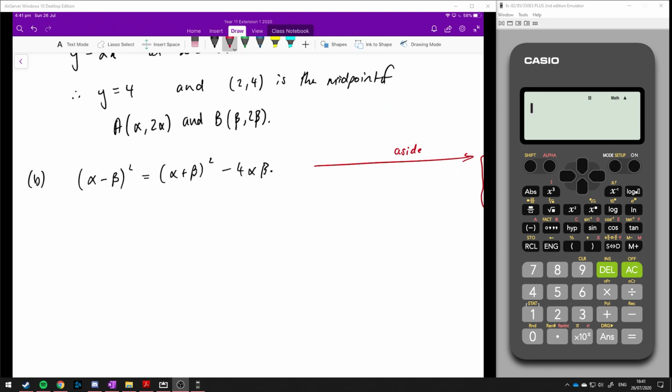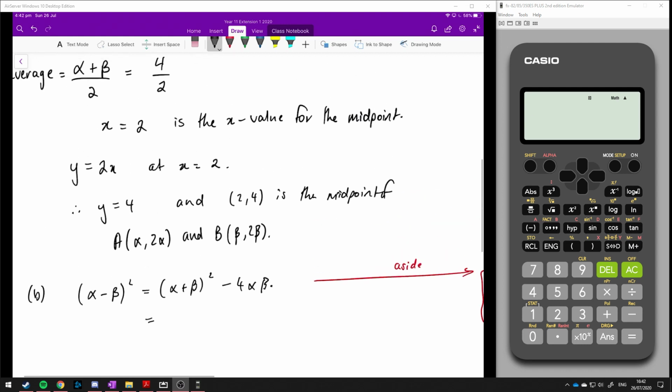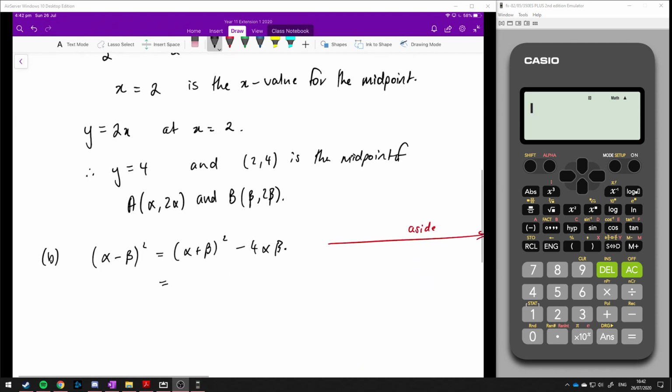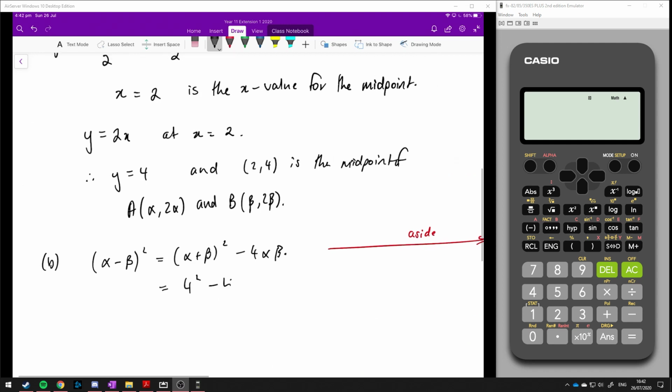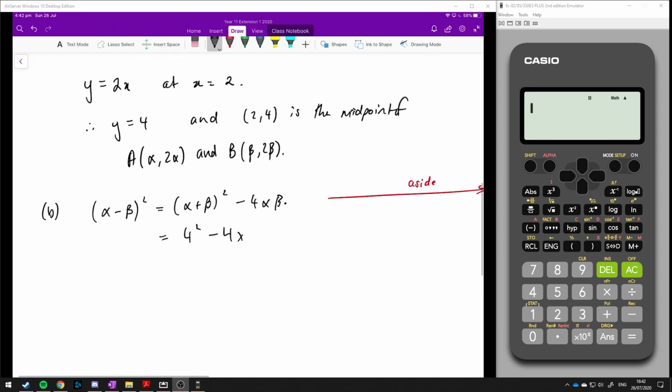So using this identity, we know that alpha minus beta squared is equal to alpha plus beta squared minus 4 alpha beta. We know that the sum of these two is equal to 4. So alpha minus beta all squared is equal to 4 squared minus 4 times alpha beta, which is minus 8. So that's 16 plus 32, which means that alpha minus beta all squared is equal to 48.